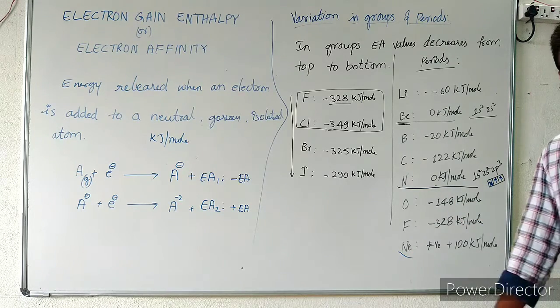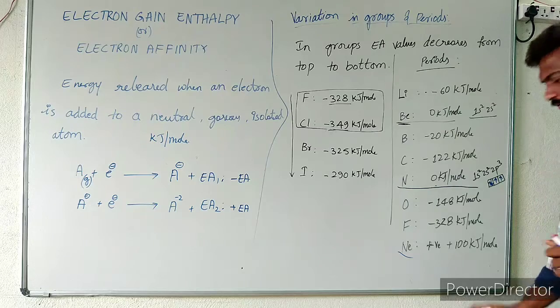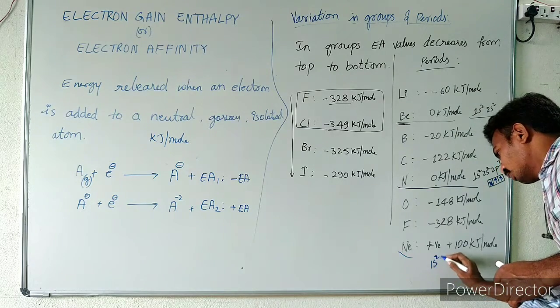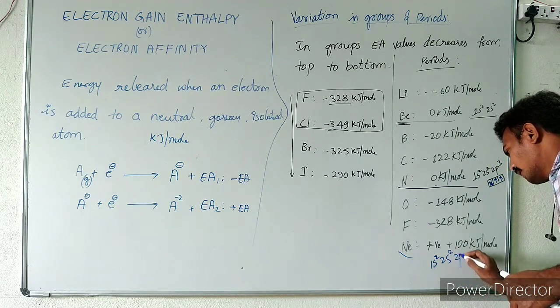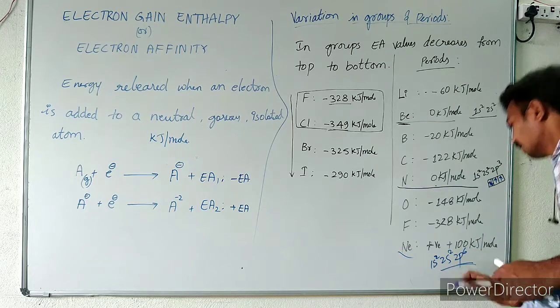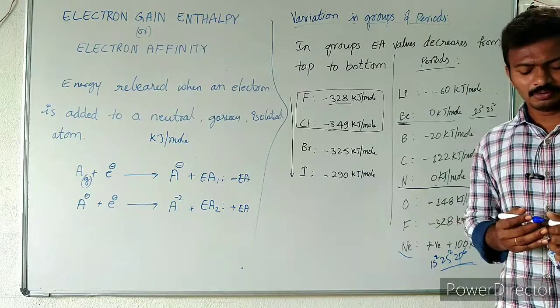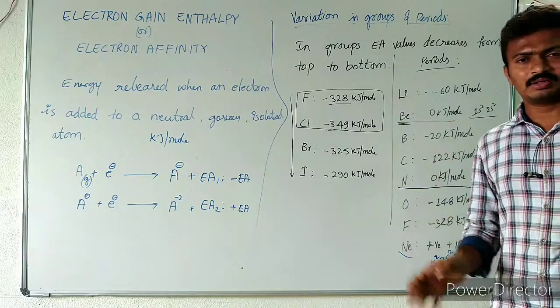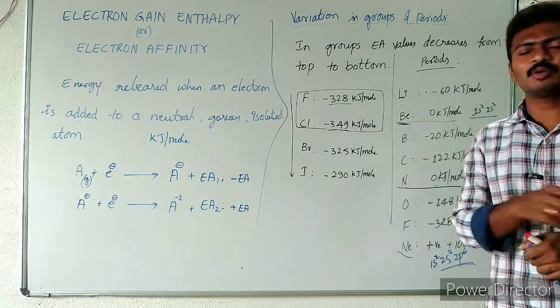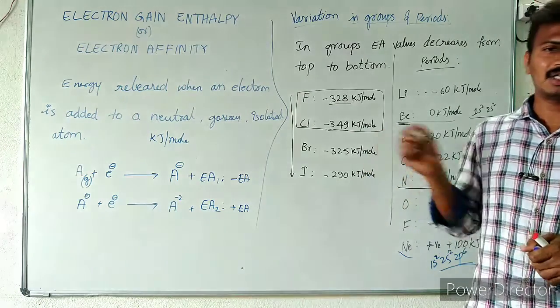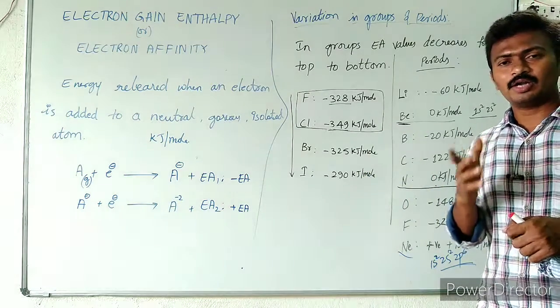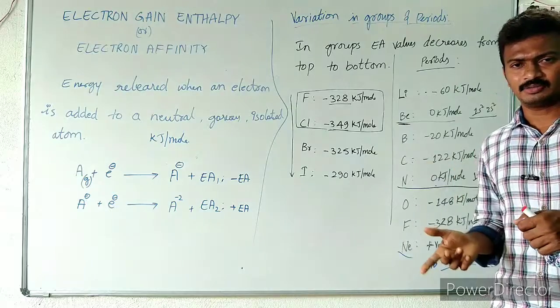Next, coming to neon. Again, the story is the same. Here, neon has the configuration 1s2, 2s2, 2p6, an octet configuration, a very stable configuration. So therefore, it doesn't prefer to lose an electron or gain an electron. The removal of an electron or the addition of an electron will require a greater amount of energy.